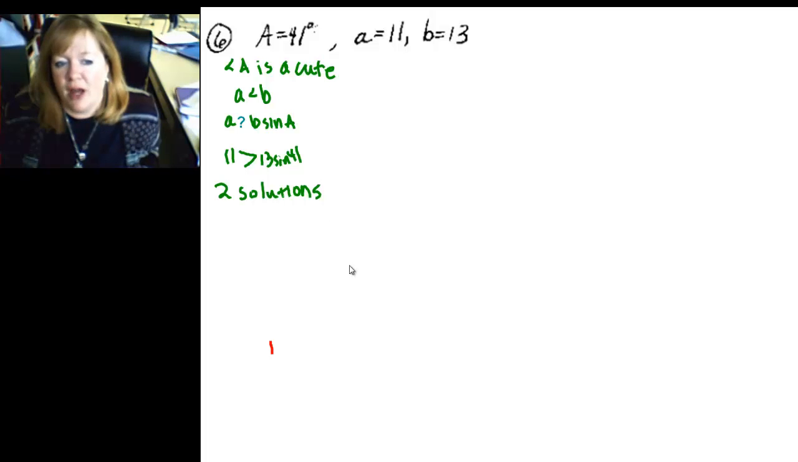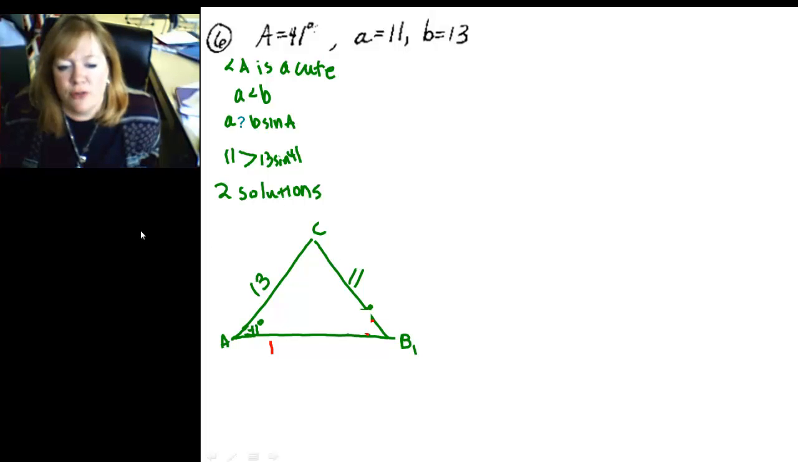Now, when you have two solutions, you're going to do it where angle B is an acute angle and angle B is an obtuse angle. Those are going to be your two solutions. So if I draw this first, I put 11 over here, 13 over here, and I'm going to put B sub 1 because this is my first possible triangle. So little a is 11, and angle A is 41 degrees.